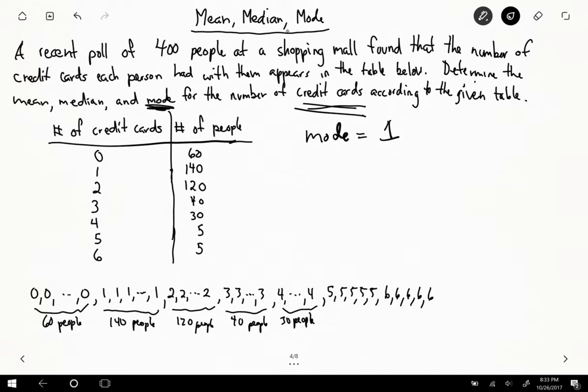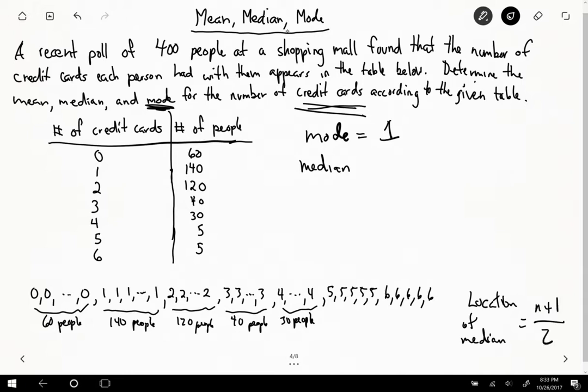The next part, we'll kind of go backwards, I guess. So we'll do the median. Now the median, the tricky part here with such a large list, is we need to find the location. The location of the median is equal to n plus 1 over 2. And what is n? Well, n is the number of individuals or observations, depending upon how your data set's collected, the number of individuals where we're collecting the data from.